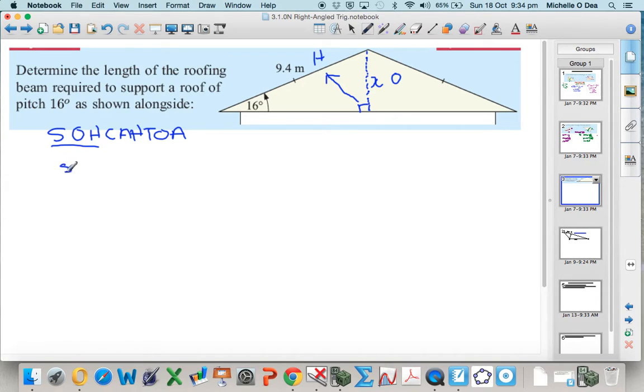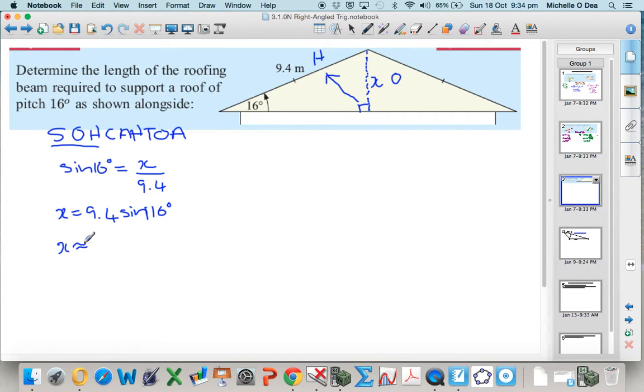So that means it's sine of the angle, so sine 16 degrees. The O is first, so opposite must go first, so in this case x over the hypotenuse, which is 9.4. I need to get rid of that 9.4, just doing some simple equation work. It's x divided by 9.4, so I multiply both sides by 9.4, so I have 9.4 times sine 16.